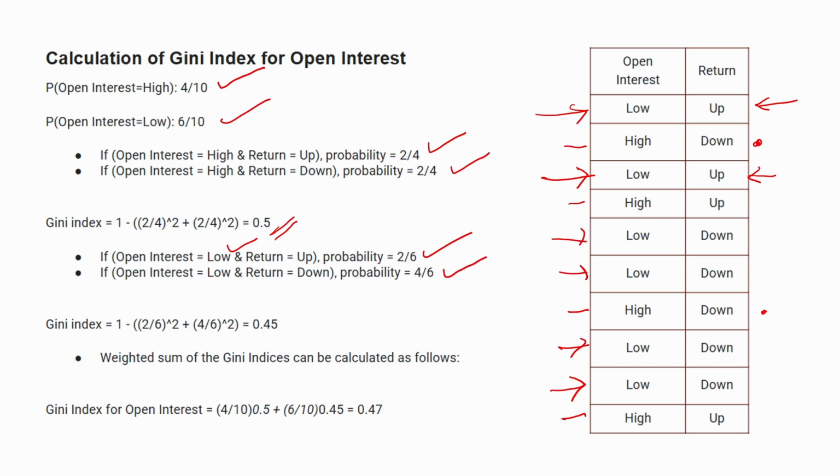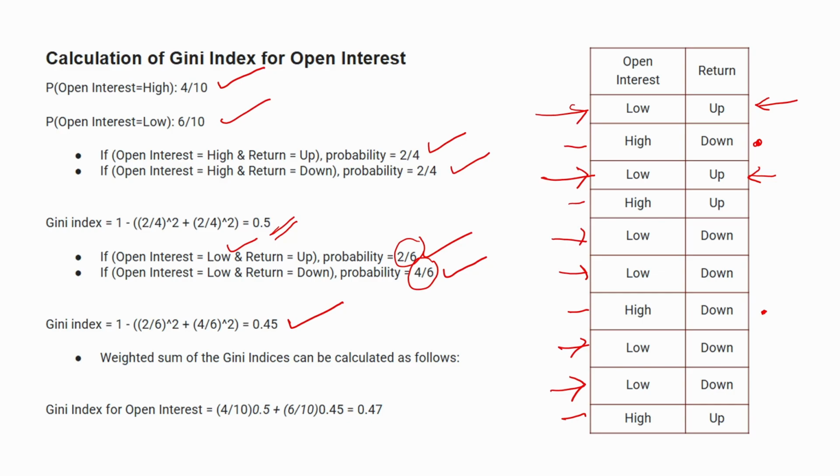So the probability you got is 4 divided by 6. And you have to find the Gini index, that is 1 minus this probability whole square minus this probability whole square. So you got it as 0.45. So there are no more entries like that. We have only two cases, one is low and one is high. So for both the cases, we have found the Gini index.